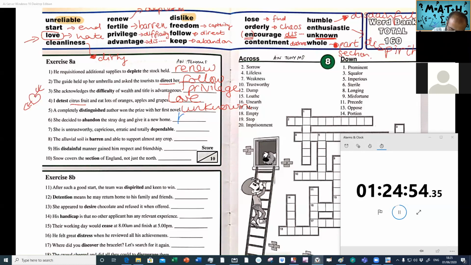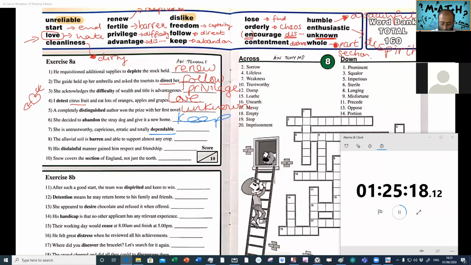Right. Untrustworthy, capricious, erratic, and totally dependable. Okay, lovely. So what we're looking for? What's the opposite of dependable?